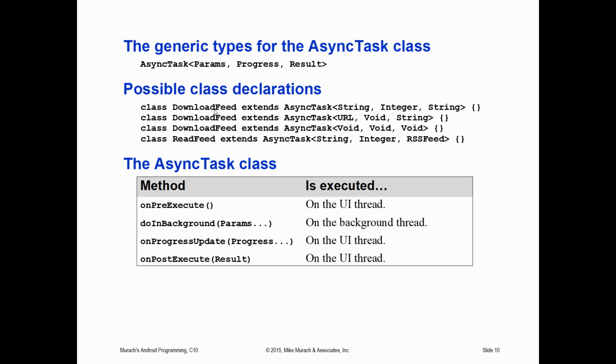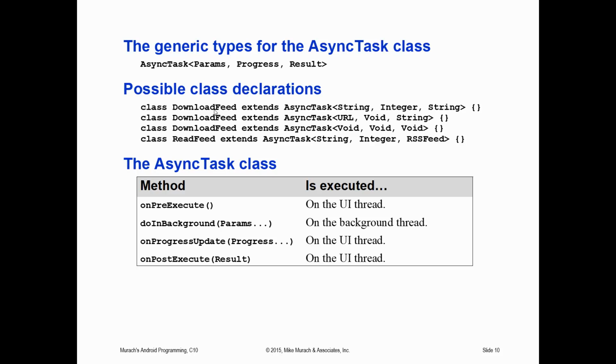The fourth example declares a read feed class that extends an async class. The figure also shows the four methods that you can override right here. Of these four methods, the code within the do in background method executes in a background thread. So you should put any network code or any IO code in there.